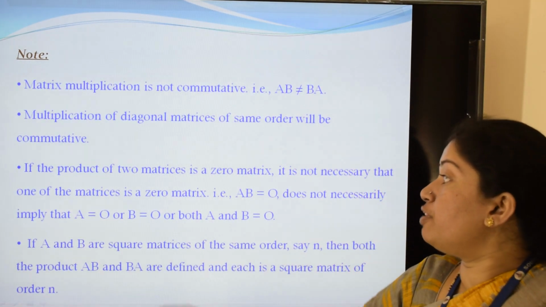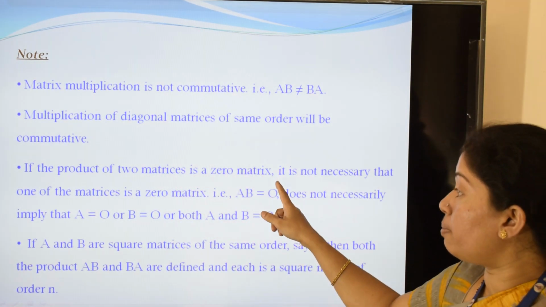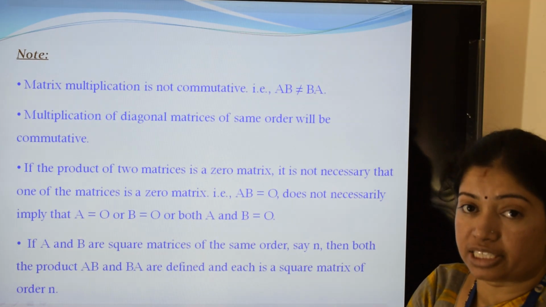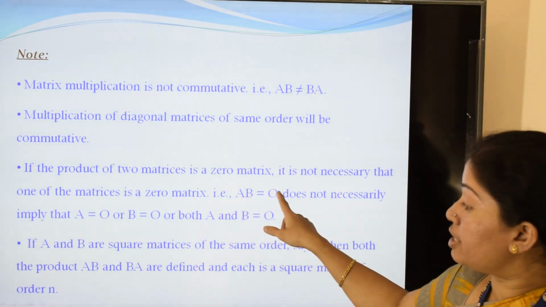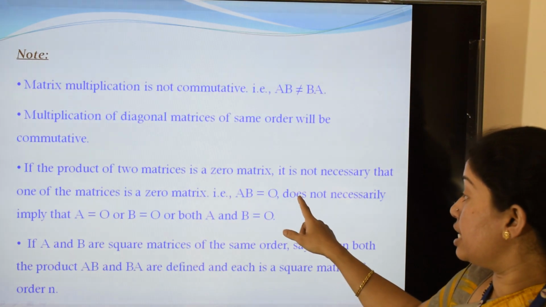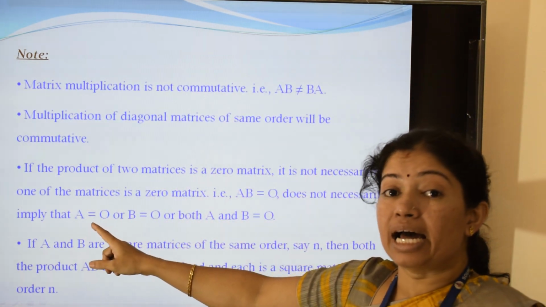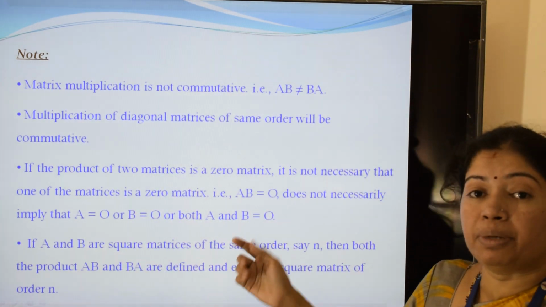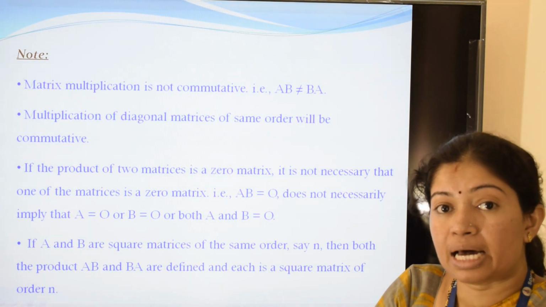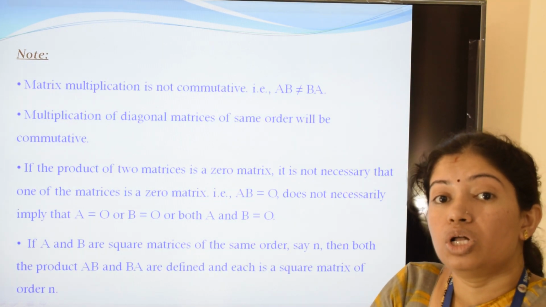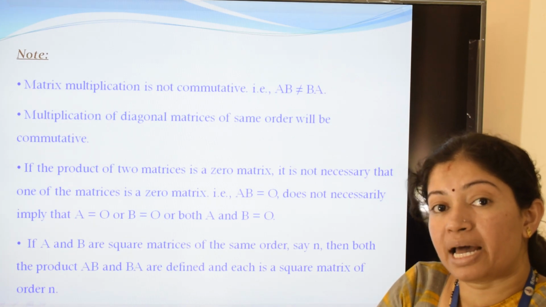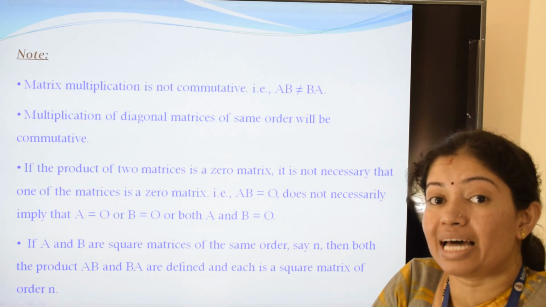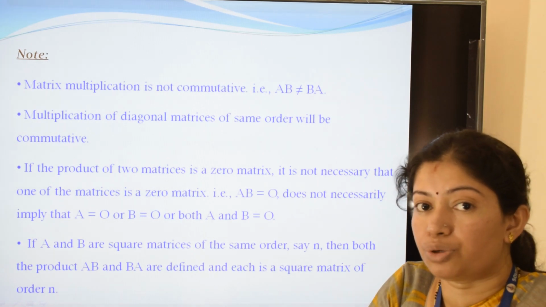The third point is, if the product of two matrices is a zero matrix, it is not necessary that one of the matrices is a zero matrix. That is, if the product AB gives you a null matrix, it does not necessarily imply that A is 0 or B is 0 or both A and B are 0. We have seen that example in the last class. We took two non-zero matrices and when we multiplied them we got a zero matrix. So when you get a zero matrix, it is not necessary that any one of the matrices should be a zero matrix.